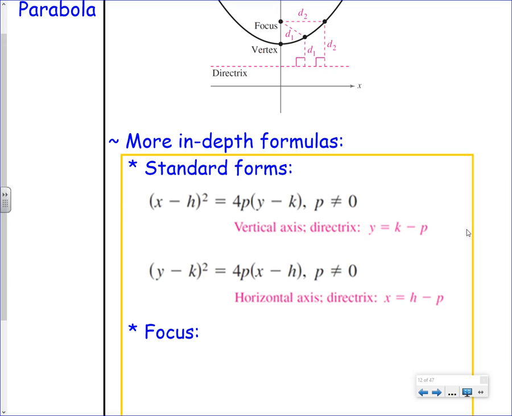Parabolic, and it's a reflector. If you ever look at it, it's like a little mirror in there. Parabolic reflector. And guess where the light bulb, guess where the light source is? At the focus. Interesting.